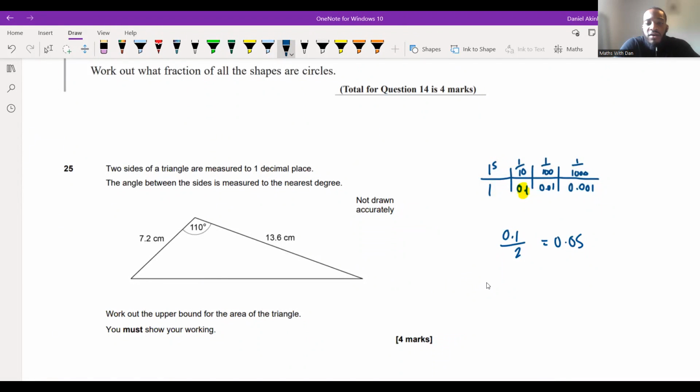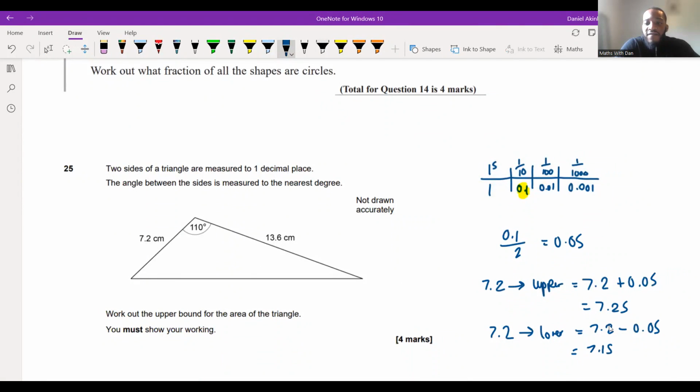So I'm going to write for 7.2, the upper bound would equal 7.2 plus 0.05, which is 7.25. And then for the lower bound, we would subtract that number, wouldn't we? Lower bound, we would do 7.2 minus 0.05, which would be 7.15. So these are our upper and lower bounds for 7.2.